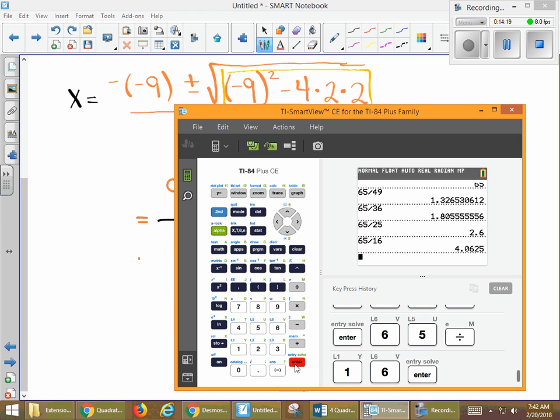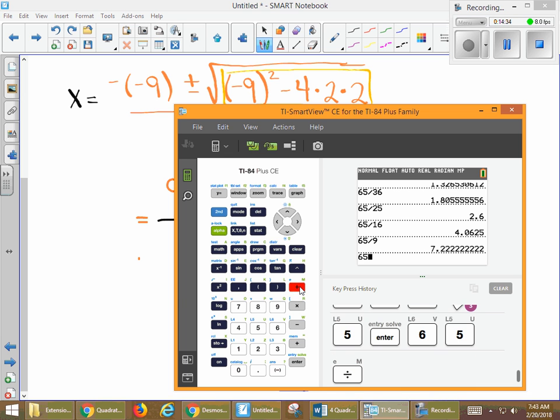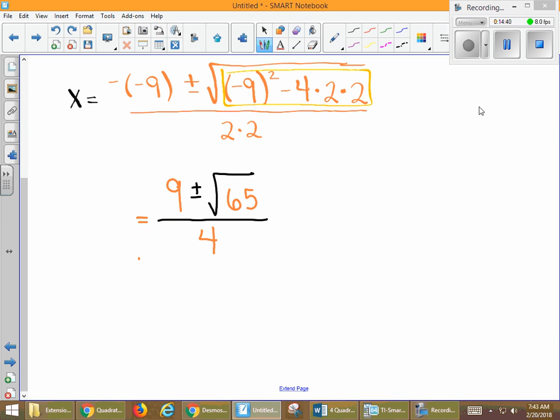Nope. Still no nice numbers. So that was 4 squared. 9. Oops, I'm dividing by the correct number there. 65 divided by 9. That was 3 squared. 2 squared is 4. Just going down my perfect squares list. And nothing works. So my final answer here is 9 plus and minus square root of 65 over 4.